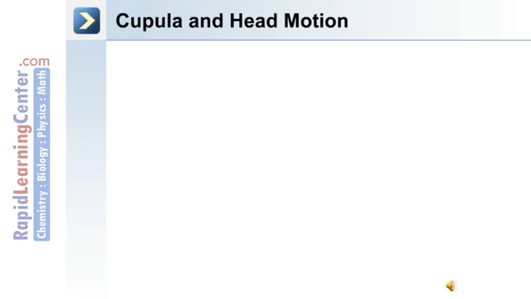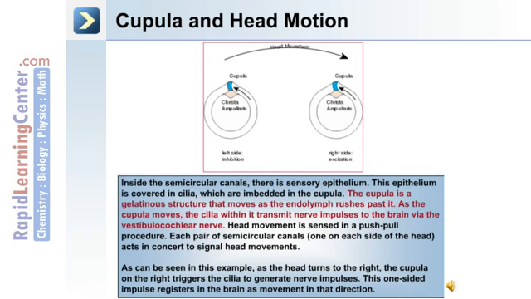The cupula and its function in head motion. Inside the semicircular canals, there is sensory epithelium, and this epithelium is covered in cilia which are embedded in the cupula. The cupula is a gelatinous structure that moves as the endolymph rushes past it. As the cupula moves, the cilia within it transmit nerve impulses to the brain via the vestibulocochlear nerve.